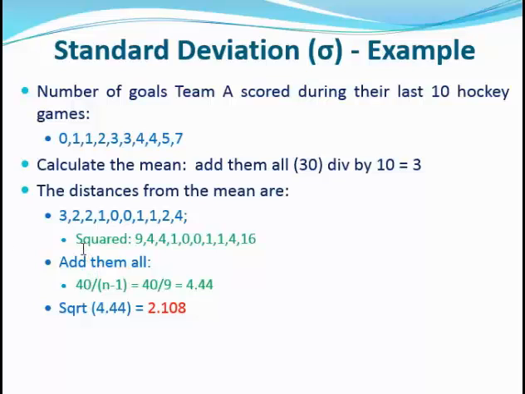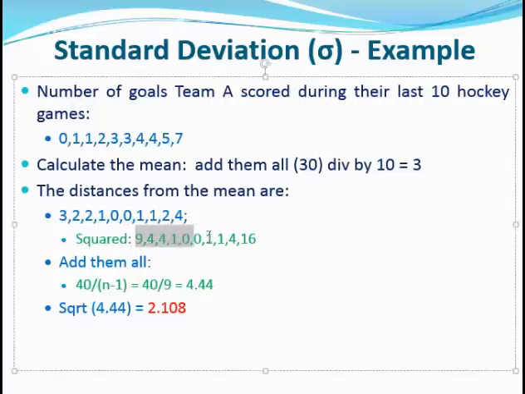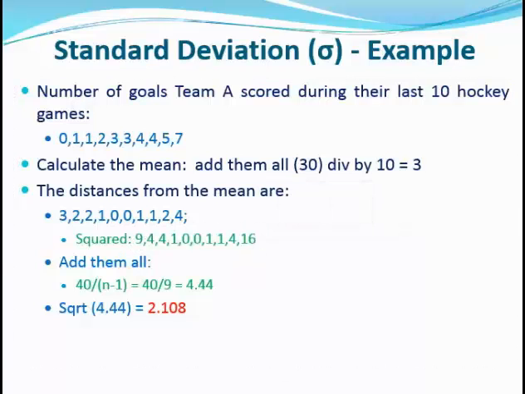If you square these, namely 3 squared is 9, 2 squared is 4, 2 squared is another 4, 1 squared is 1, 0 and 0 squared are 0 and 0, and then again 1, 1 squared, 2 squared, 4 squared, all together you've got 9, 4, 4, 1, 0, 0, 1, 4, 16. Add them together. If you add all these together, again, you'll just have to take my word for it, it makes 40.